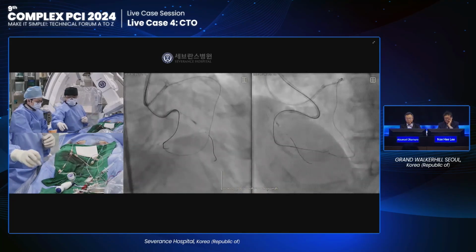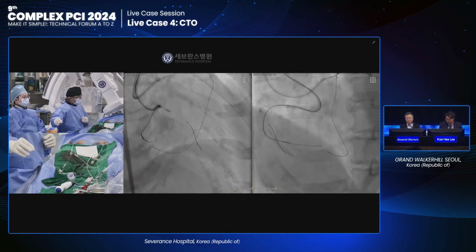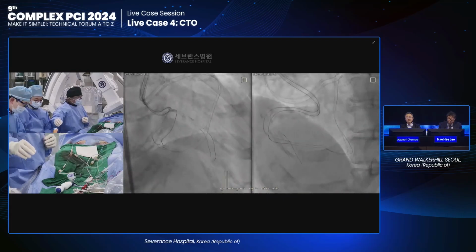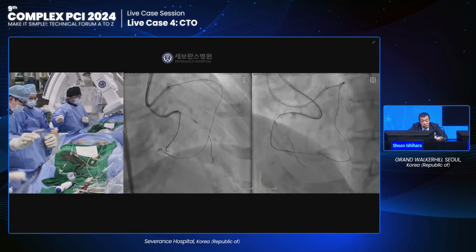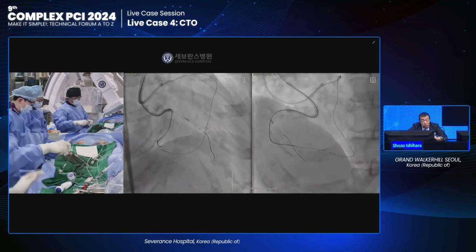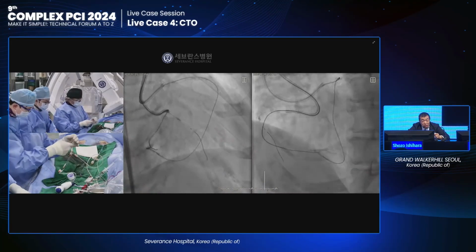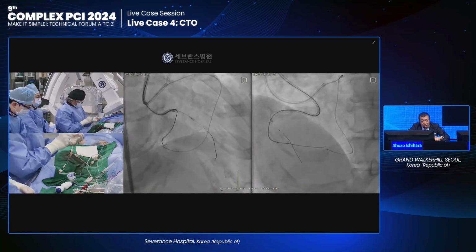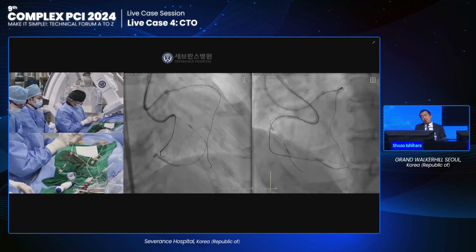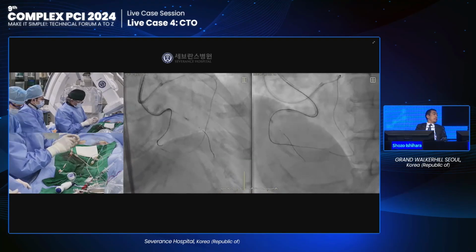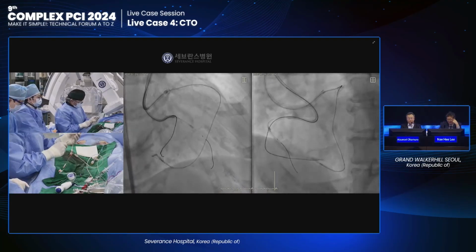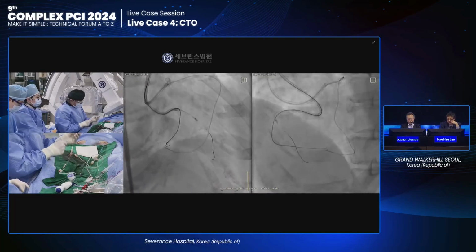Even doing antegrade wiring or also parallel wire. But we have the retrograde approach just now, so the first retrograde wire should be advanced, so that it is good information for antegrade wiring. So reroute again. Yes. This retrograde tip injection gave us some information for the distal cap of the CTO.